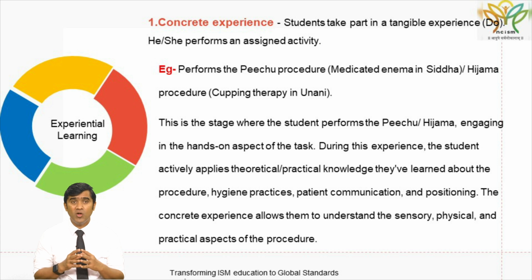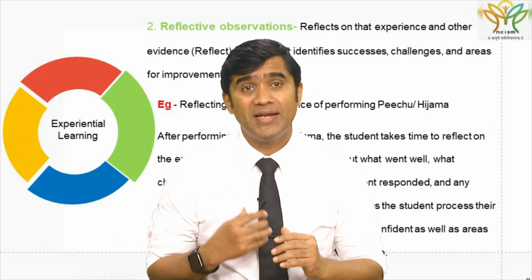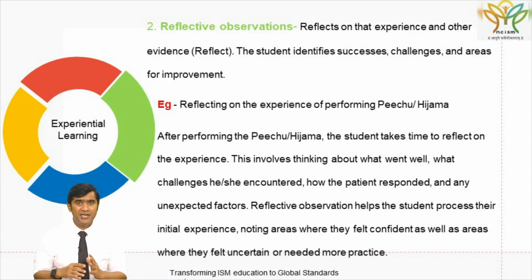So step 1 involves the concrete experience, which is actually talking about performing a procedure. The second step of experiential learning is called reflective observation. Continuing with the similar example of PHU and hijama, the student, after performing the PHU or hijama, takes time to reflect on what he experienced just now.